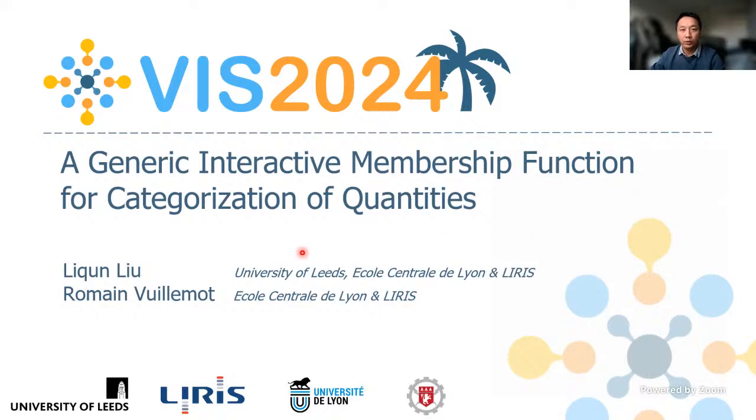My name is Yuxin Liu. Now I'm a research fellow at the University of Leeds. This paper is one of my works during my PhD. I co-authored it with my previous supervisor, Homa Voimo, working at Lyon. Today, the topic that I introduce is a generic interactive membership function that can help a human to categorize quantities.